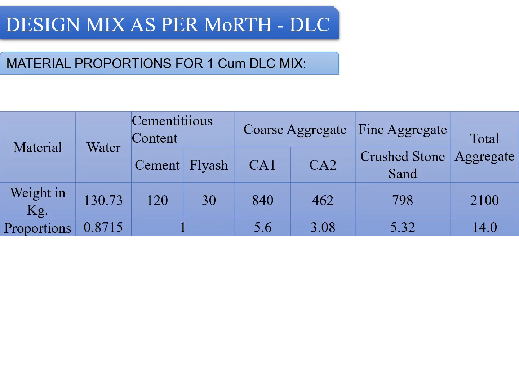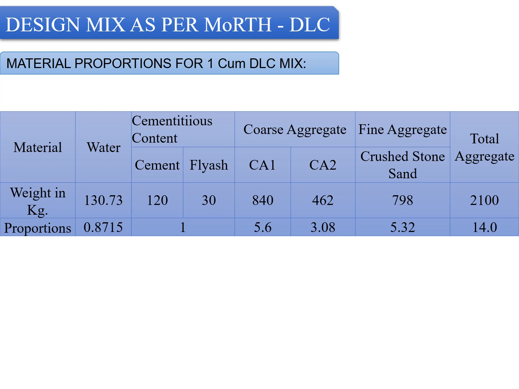So once the mix proportion is fixed for 1 cubic meter of DLC, like in this particular example, we require water 130.73, cement is 120 kgs, fly ash is 30 kgs, so that the total cementitious content is 150 kgs. Then coarse aggregate, which is a combination of Ca1 and Ca2, will be 840 and 462 kgs, which is proportioned based on the total aggregate quantity of 2100 in the previous slide.